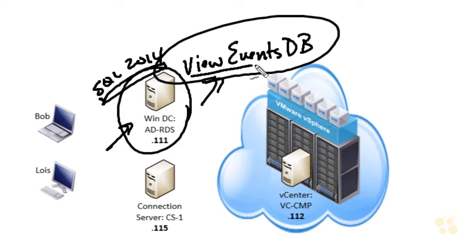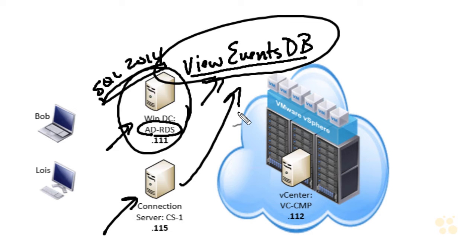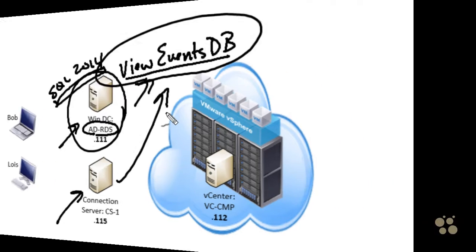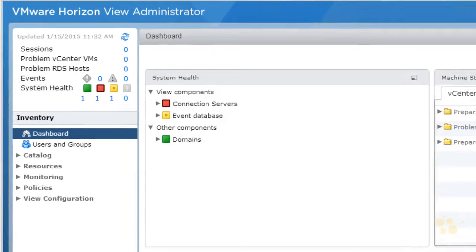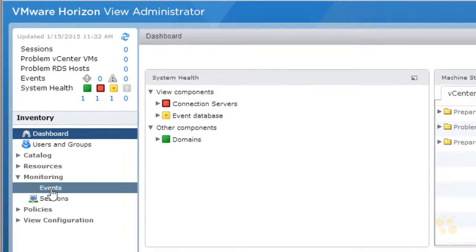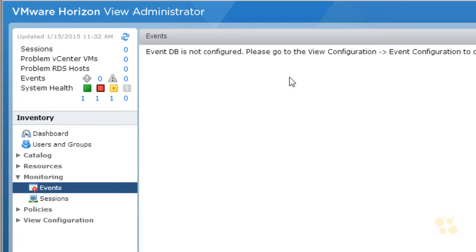So with this View Events database existing on this Windows domain controller called AD-RDS at .111, what we'll do is we'll log into View Administrator and we'll configure View to use that database to capture and record the View events. So here in View Administrator, if we go under Monitoring and go down to Events, it's going to say, you don't have any events database configured. You don't have any events to view.